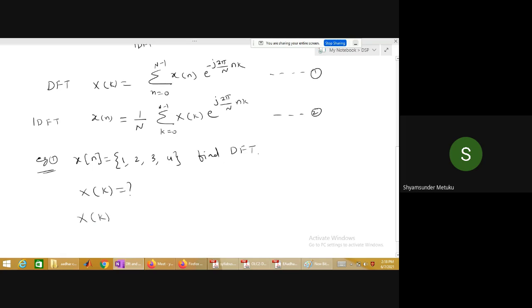So X of k is equal to, I go with equation 1. Can you tell me how many samples are there in the given input? x of n is equal to 1, 2, 3, 4. How many samples? 4. Yes or no? Yes, sir. So this is n equal to 0 sample, this is n equal to 1, this is n equal to 2, this is n equal to 3. So total 4 samples. Generally you consider it a 4-point DFT. n varies from 0 to 4 minus 1, which is 3. Can I write this way?